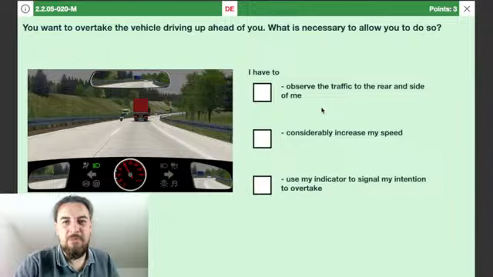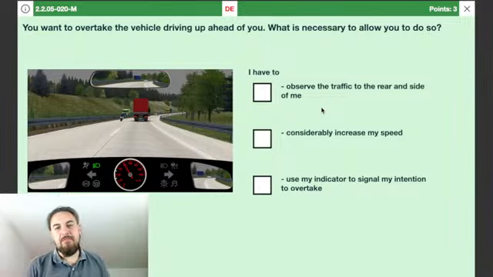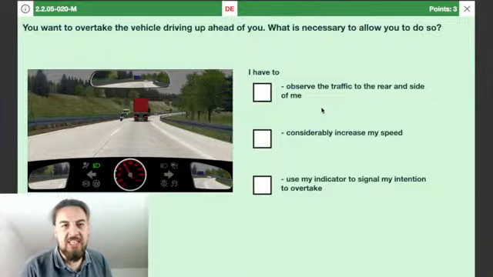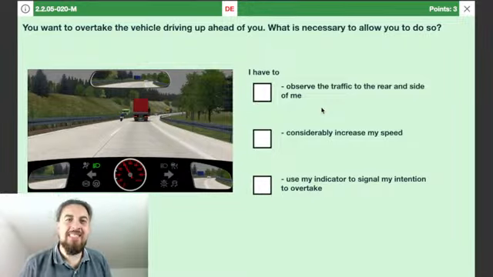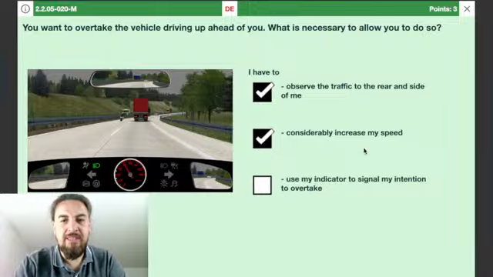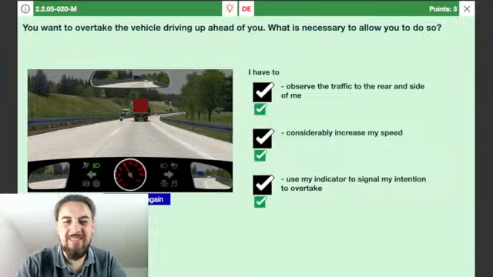I have to observe the traffic to the rear and side of me. I have to considerably increase my speed. I have to use my indicator to signal my intention to overtake. So what is necessary to allow you to overtake that truck ahead of you? And yes, in this case, all three answers are correct. You observe the traffic, you have to increase the speed, and you have to indicate that you're about to change the lane to the left. Nice.